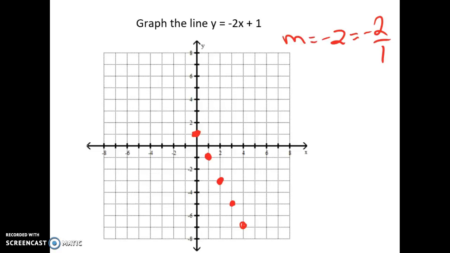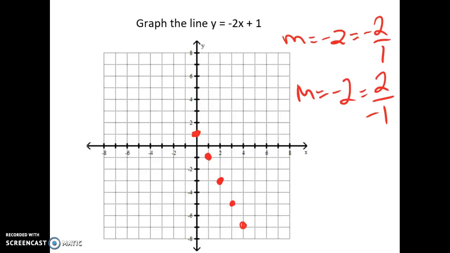Notice all the points I landed on the line were to the right and below my beginning y-intercept point. They're all over here to the right and below that point. If I want to map out some other points on the other side of this y-intercept point, I can think about the slope as positive 2 over negative 1. And this is okay because positive 2 over negative 1 is also an equivalent version of negative 2.